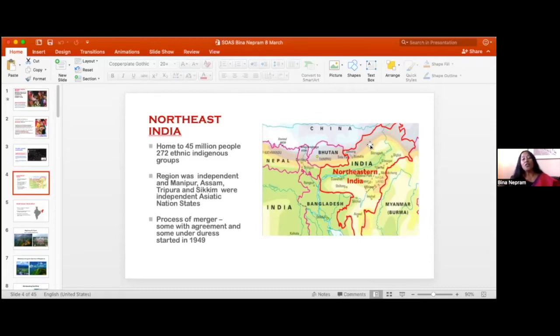So our struggle is not about any isms. It's about our nation state being taken over. Britain colonized the Indian subcontinent, and when the British left, the Indian government colonized. So it's a repeat of colonization. It is not about Maoism. It's not about communism. It's not about any isms, but it's about our struggle for survival as a nation state. We were like an independent Asiatic nation state, like Bhutan.